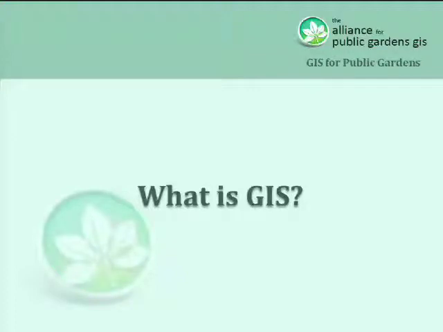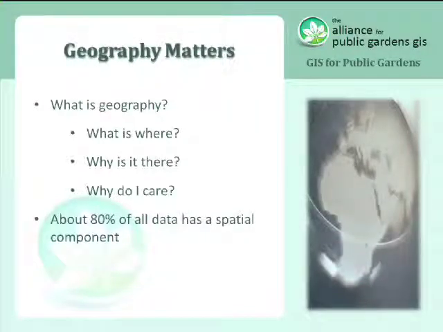Okay, so I want to talk a little bit first about what is GIS. Basically, GIS is all about geography, and a lot of people ask, what exactly is geography? Geography is really about 3 W's. It's about what is where, why is it there, and then why do you really care about it? An interesting statistic is that about 80% of all data that's out there has a spatial component. So that's really interesting to think about, that most of the data that's out there in the world can be visualized in a GIS system.